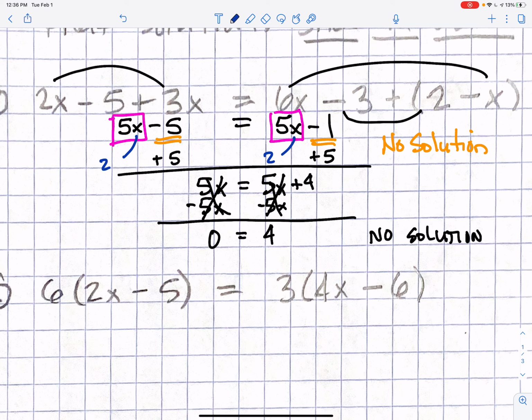So that's why this is no solution, and that's why you can make that declaration as early as when you get simplified on both sides of the equal sign. If the variables and the coefficients of the variable are exactly the same on both sides, and if the constants are different, then there's no solution. If that confuses you and you're not sure you got it, then just work it out like we do with our algebra on all of our multi-step equations, and you'll end up with something like this. 0 equals 4, and that will be no solution.